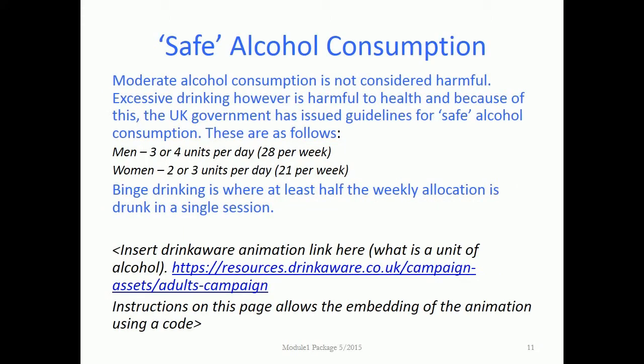Safe alcohol consumption. Moderate alcohol consumption is not considered harmful. Excessive drinking, however, is harmful to health, and because of this, the UK government has issued guidelines for safe alcohol consumption. These are as follows.